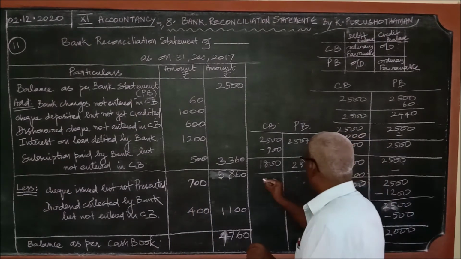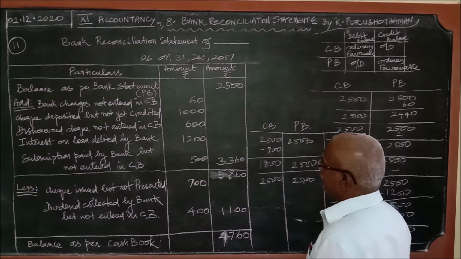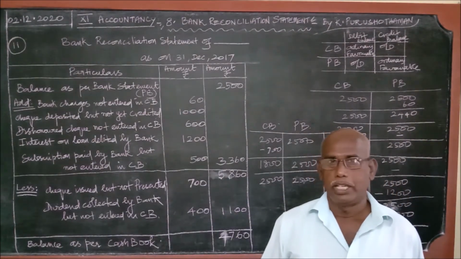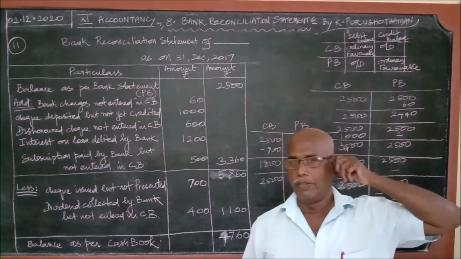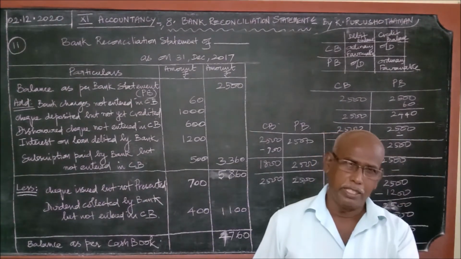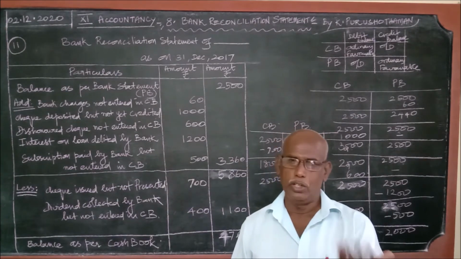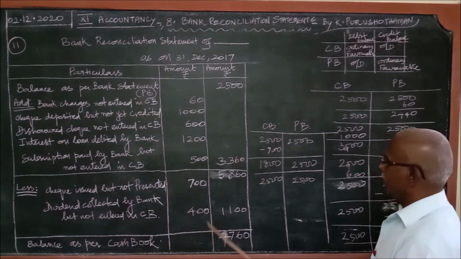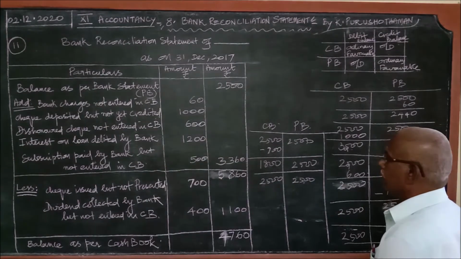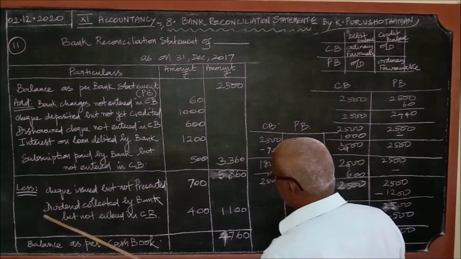Then the next one, balance in passbook and the cash book, 2500. Dividend collected by the bank. I told you, dividend. What do you mean by dividend? If we purchase shares from different companies, the company will in turn, as a benefit from the profit earned, take a portion of the profit and divide it among the shareholders. That is called dividend. The portion of the profit given to the shareholders is called dividend.